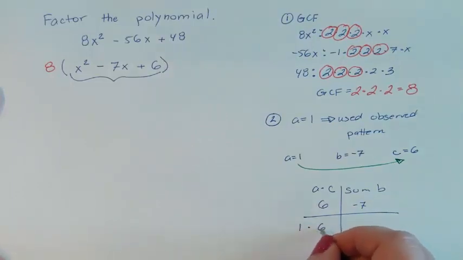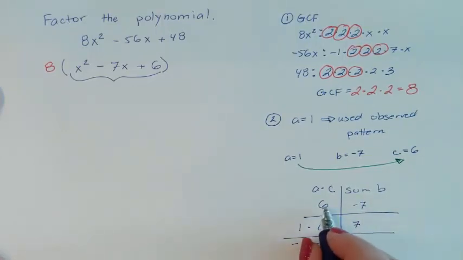I know 1 times 6 will multiply to get 6. But if I add these together, I get 7. It's not what I wanted. I know a negative 1 times a negative 6 will multiply to give me a positive 6. And if I add these together, I get negative 7, which is the number that we wanted. So these are the two numbers we're going to use.